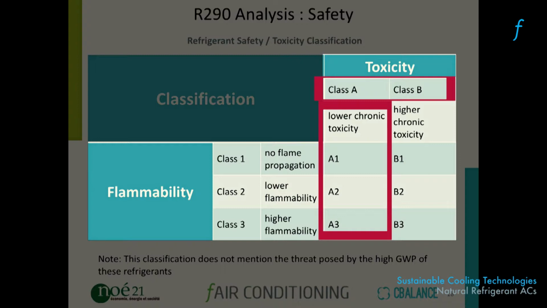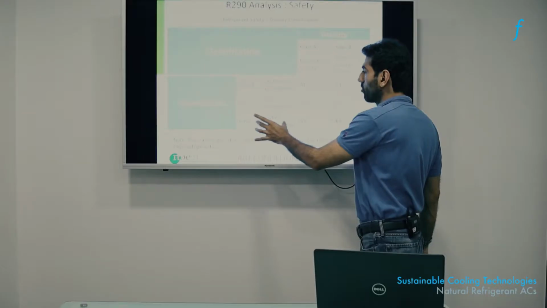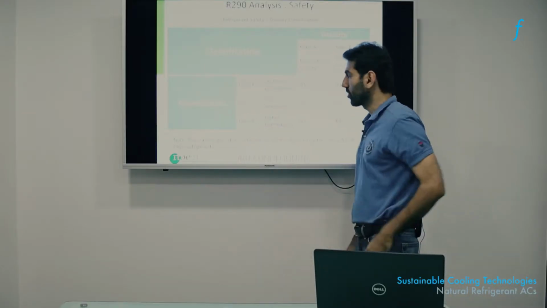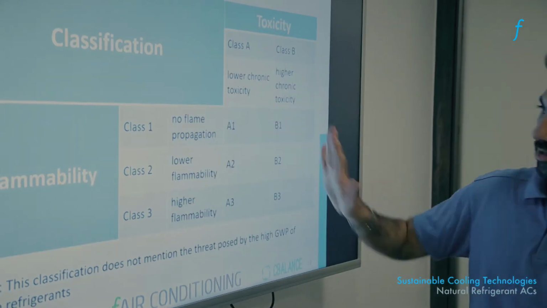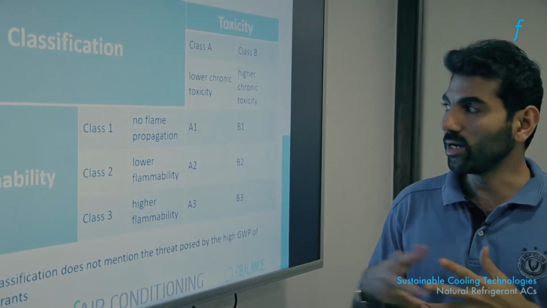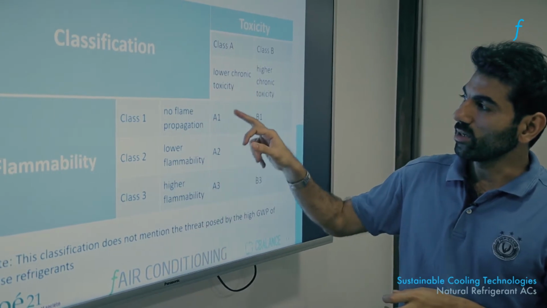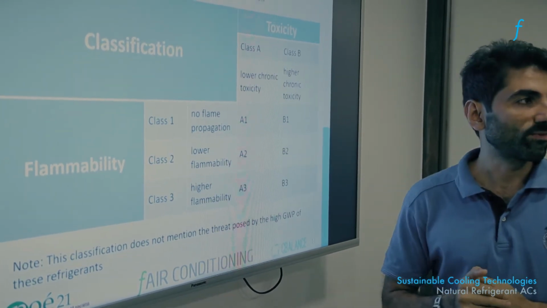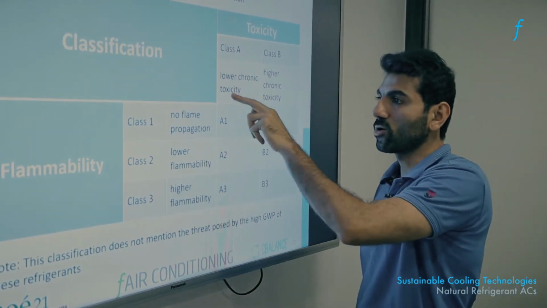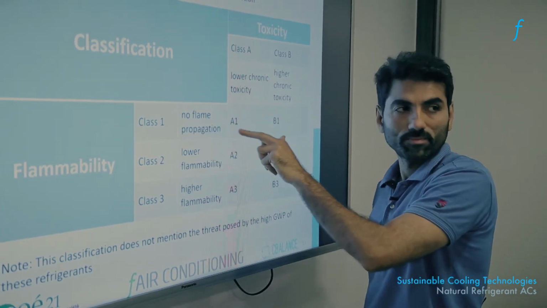And with flammability as well, we'd much rather be in the class 1, which is refrigerants which don't have a flame propagation, or they're less flammable, compared to being in the class 3 range. Now, the current refrigerants that are being used in India and across the world, in air conditioners at least, are usually in this specific box. They are not toxic and they are not flammable.